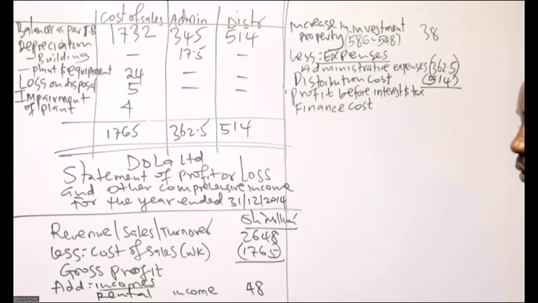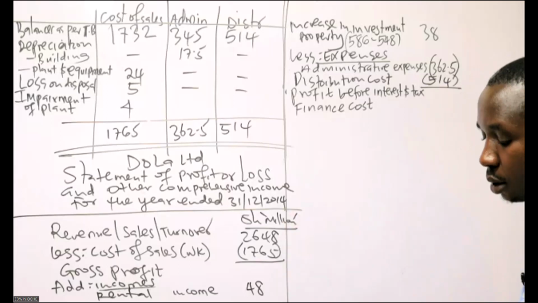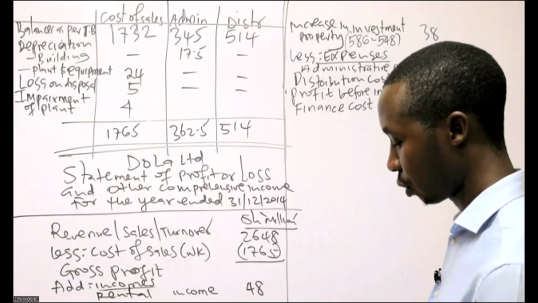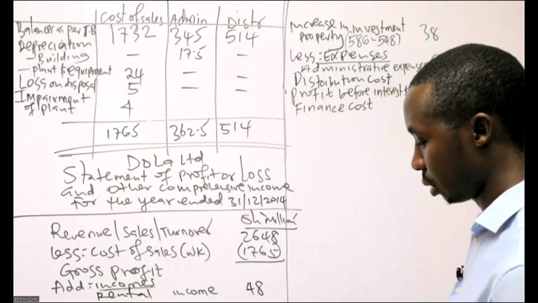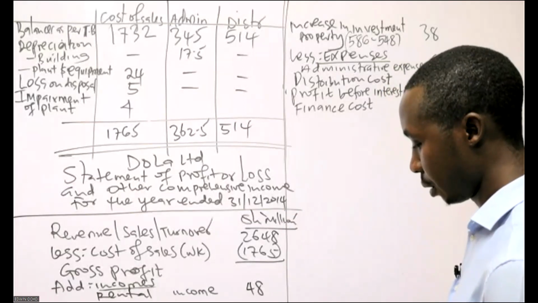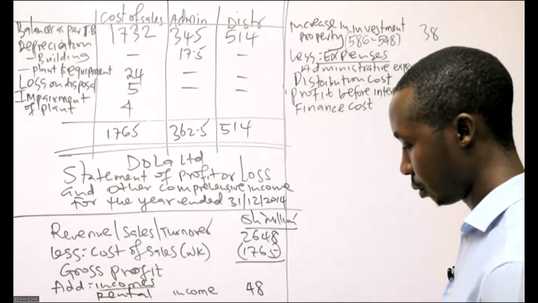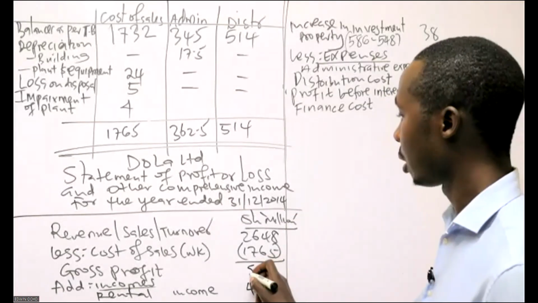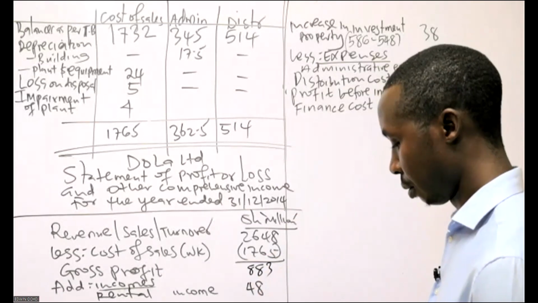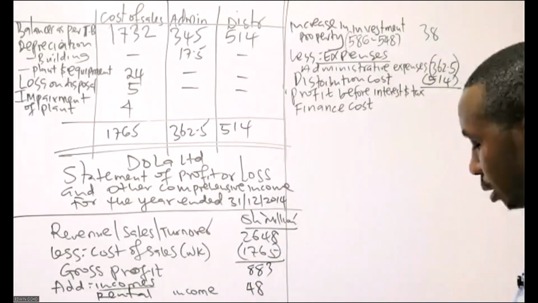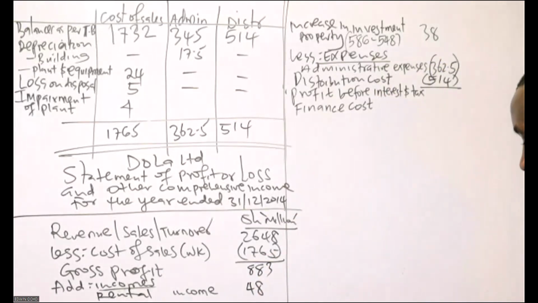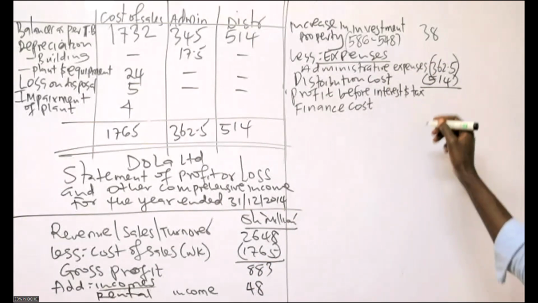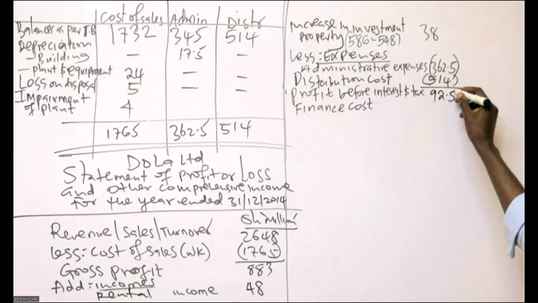The finance cost is, anyway, for the one who had done this, so that to avoid a lot of confusion, 2648 minus 1765. This is 883, plus 48 plus 38 minus 362.5 minus 514. This is 92.5.